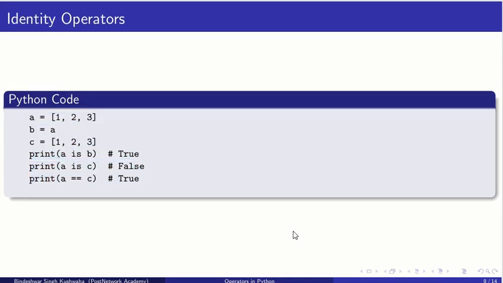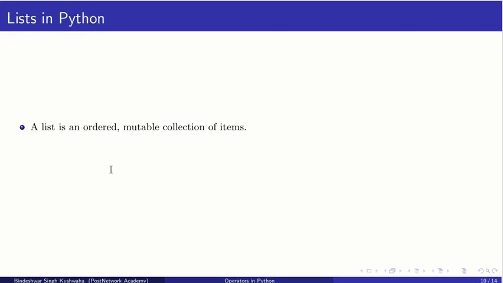Now the same, A is B, just identity operators. So if A is B, that means it is comparing. So that is true. A is C, false. Also it compares the address. So I will explain this one in the list section in detail.